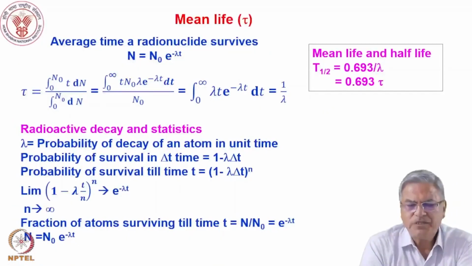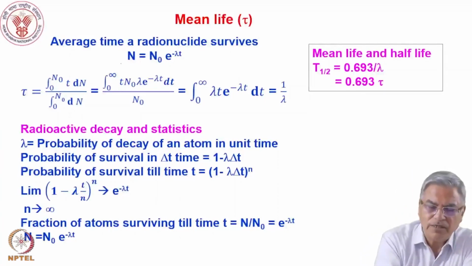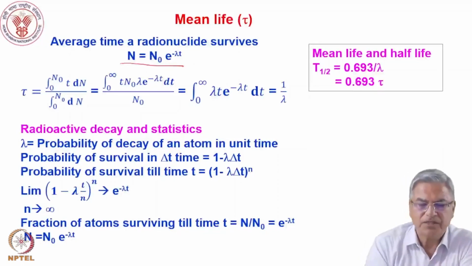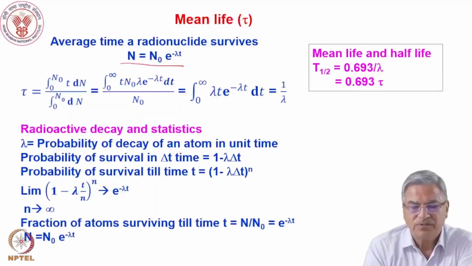Now there is another quantity called mean life. So what is mean life? Mean life is the average time a radionuclide survives. Half-life is when half the atoms have decayed or half the atoms have survived. So from the radioactive decay law, N equals N0 e raised to minus lambda t, let us find out how many atoms survive, or what is the time required for the survival of a radionuclide on the average.